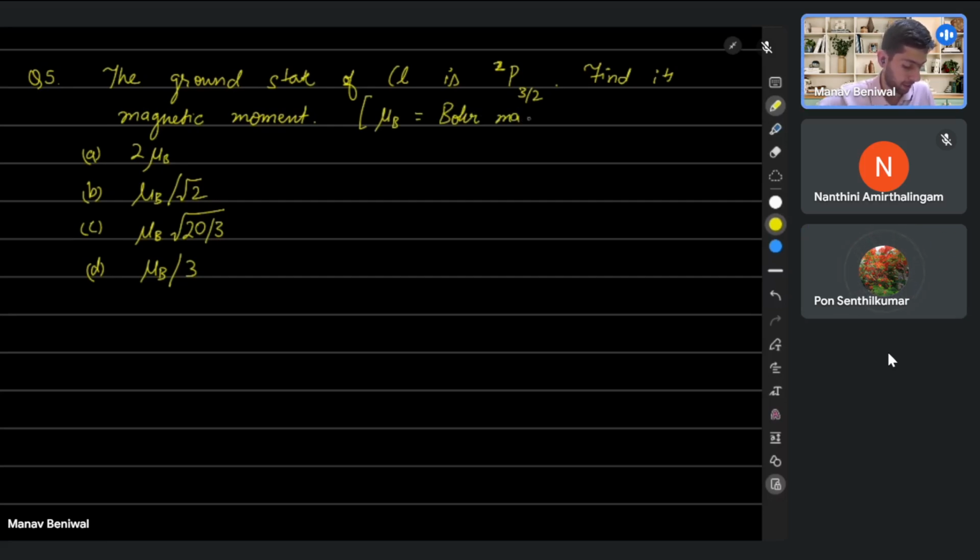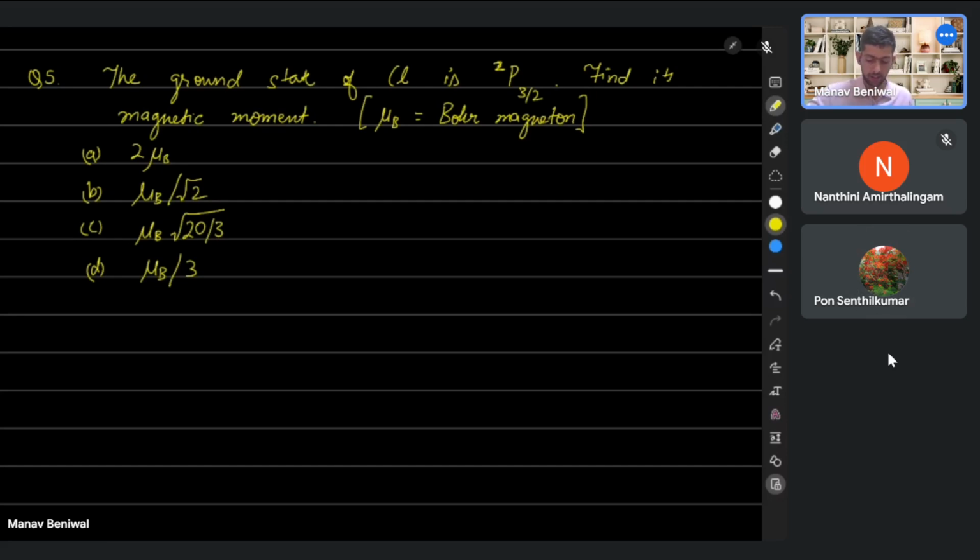No. Bohr magneton. So its value is equal to, when you have hydrogen atom and you have electron in its ground state, the magnetic moment corresponding to that is called Bohr magneton, and it is a universal constant.